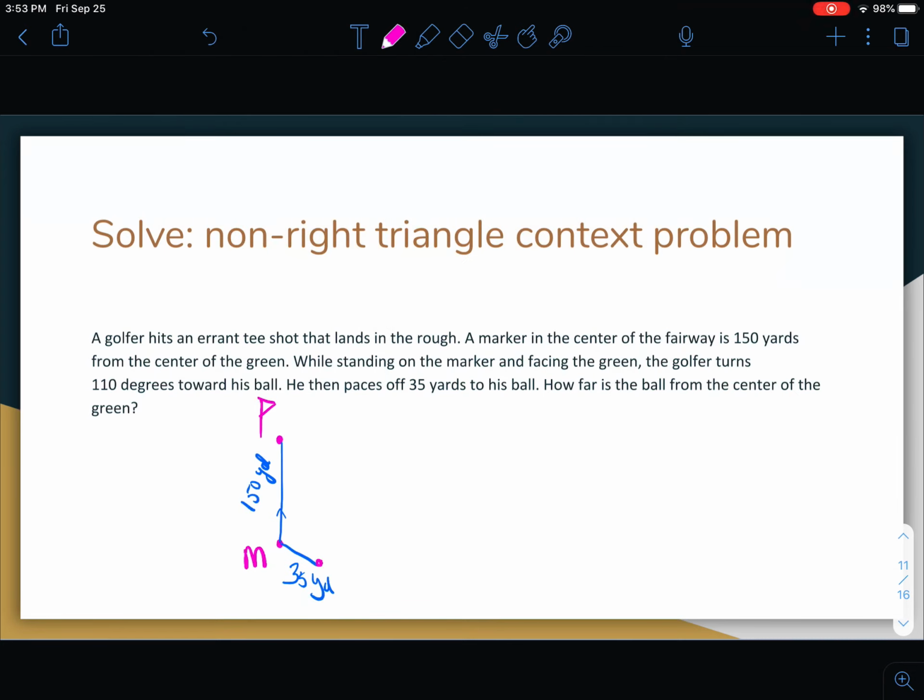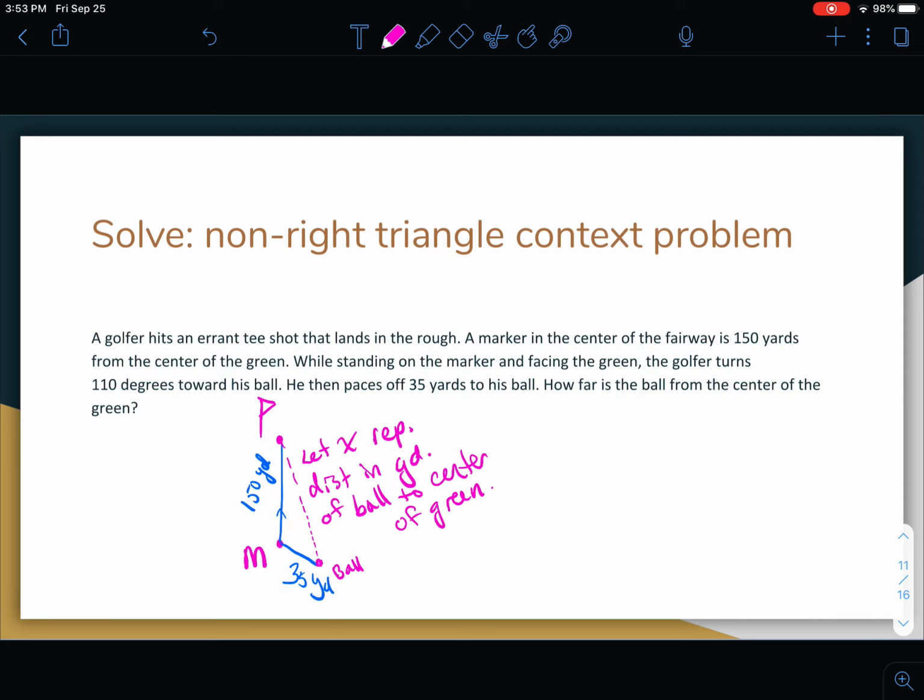And the question is, how far is the ball? So here's where the ball is. How far is the ball from the center of the green? This is what we need to solve for. So we're going to say, let x represent the distance in yards of the ball to the center of the green.